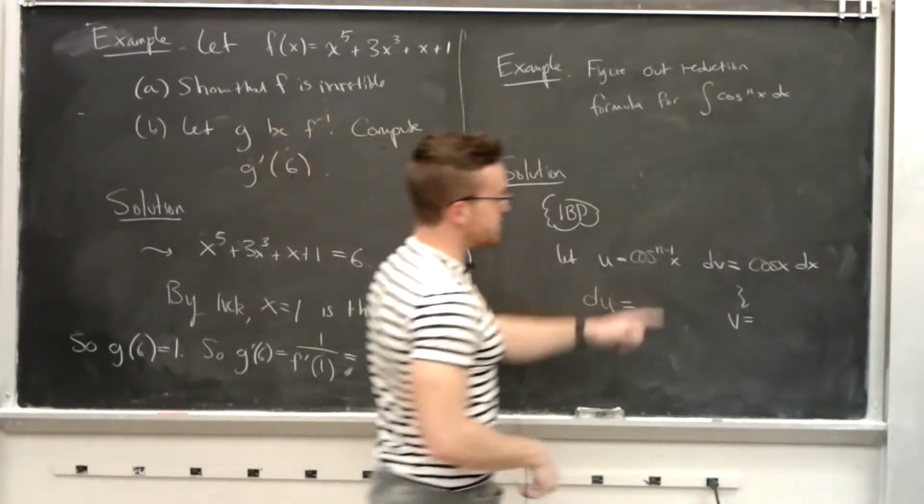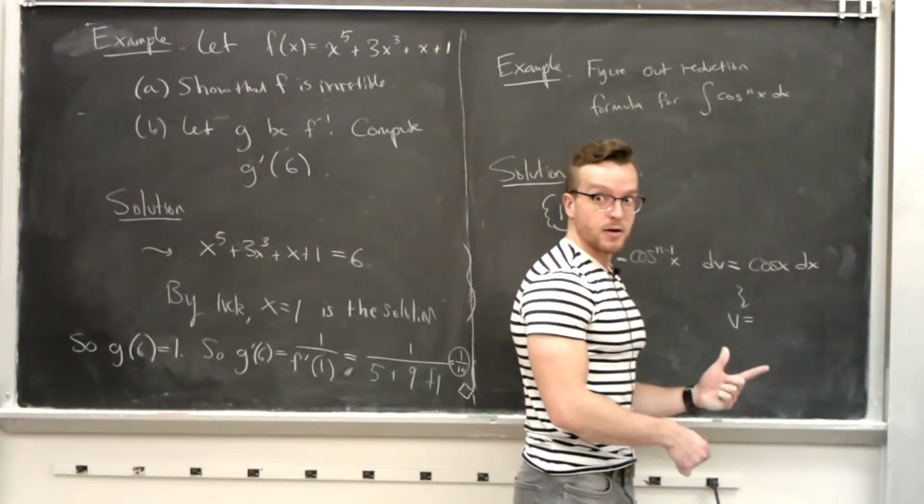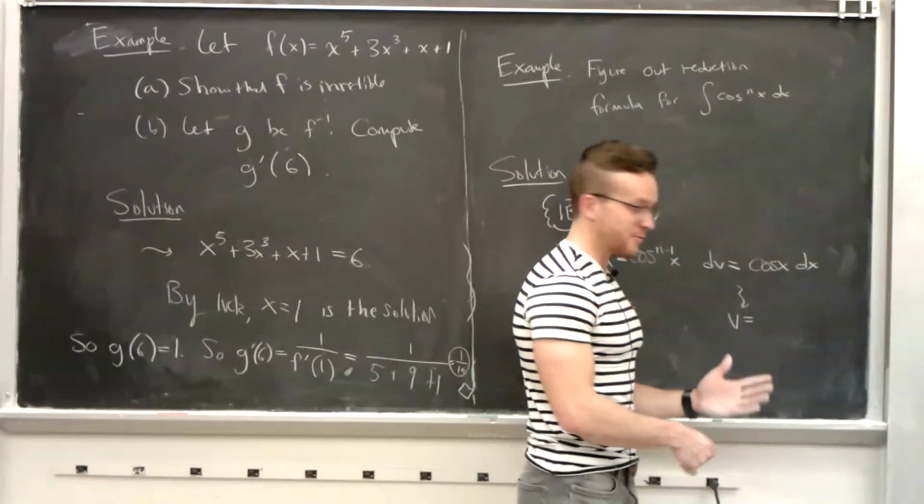Let's see, if dv is cosine, that means v, I'm losing my mind, should be sine. Thanks, Jack.